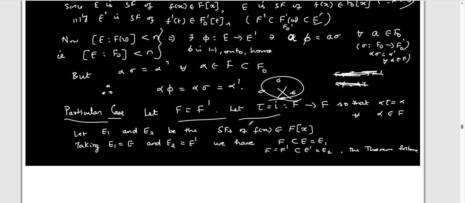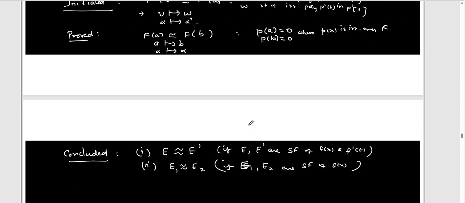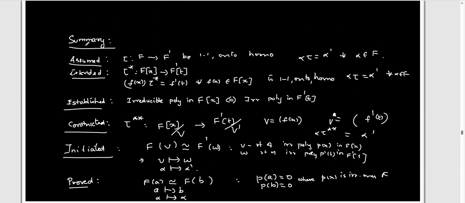This is where our journey to establish the main aim of this section gets over. So we'll just summarize where we started and how we concluded. So this is the summary. Assumed: what was assumed? Tau from F to F prime is a 1 to 1 onto homomorphism. It takes alpha to alpha prime.